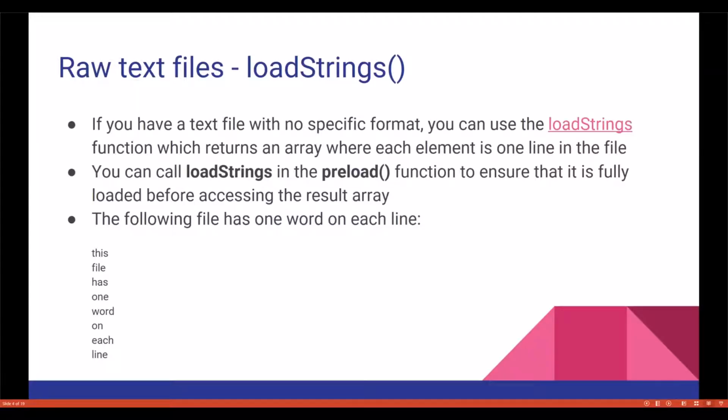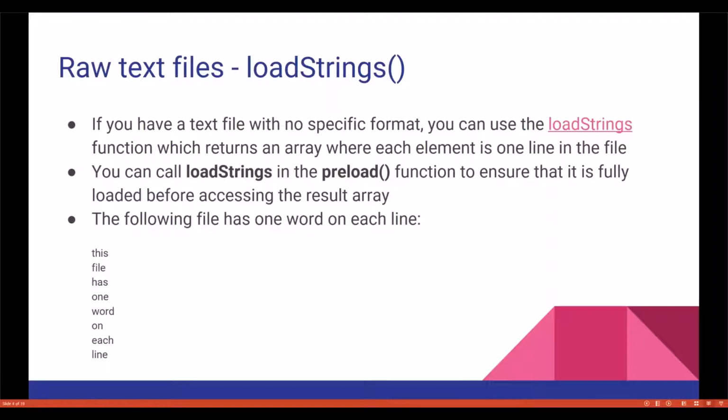So if we are working with raw text files, we'll need to use the P5 load strings function. This will return an array where each element in the array is a single line from the file as one string. Note, if you have multiple things on each line, you will need to process that string in order to break it down into further pieces. We might look at some examples of that later. Load strings should be called from within the preload function to make sure that the file is fully loaded before we access the resulting array.